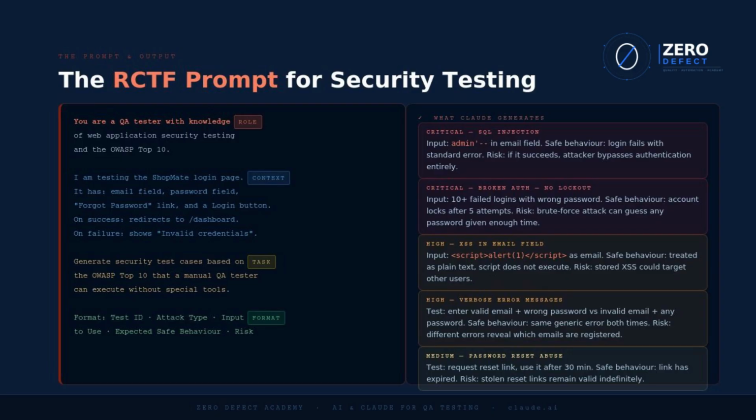Look at what comes back. SQL injection. Enter a specific string in the email field and see if the page behaves differently. Brute force. Attempt 10 failed logins and check if the account locks. XSS. Enter a script tag and check if it executes. Verbose error messages. Try 2 different wrong inputs and check if the error is the same for both, and password reset link expiry. All 5 are tests you can run right now with nothing but a browser.